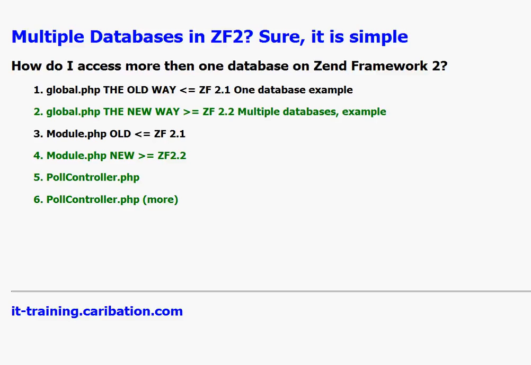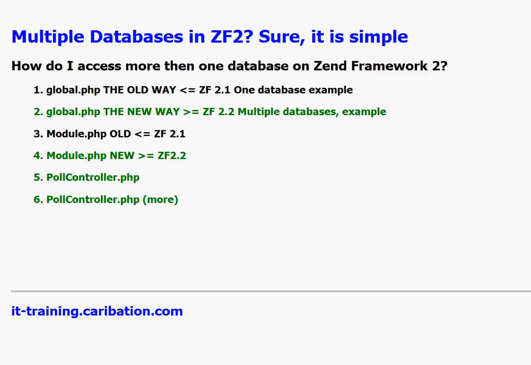Four of them, the ones marked in green, are from the current version, Zend Framework 2.2, and this is what this example will be about. For comparison, I have two code examples from the previous version 2.1, and we'll see how it works.